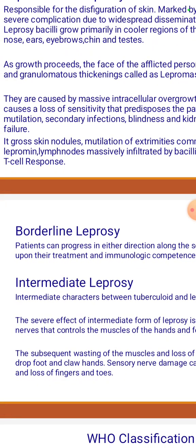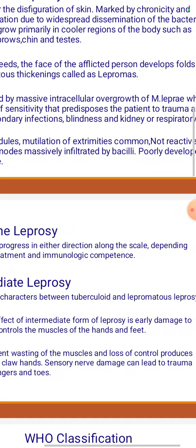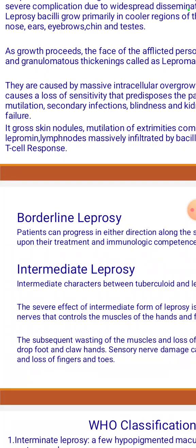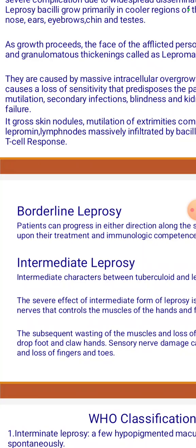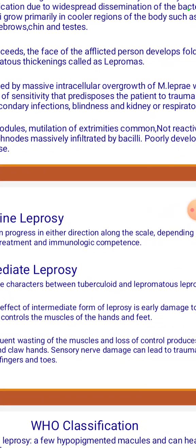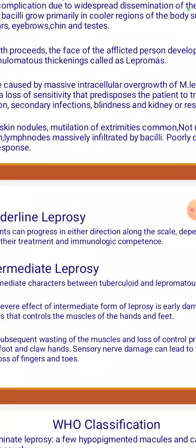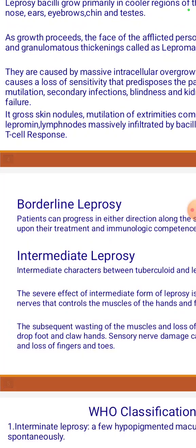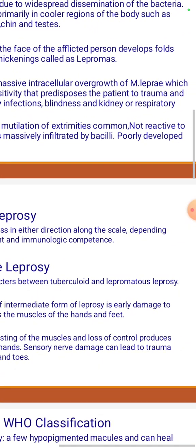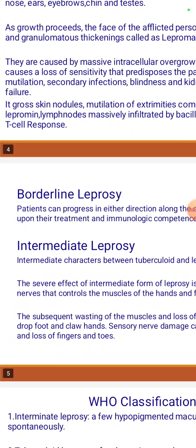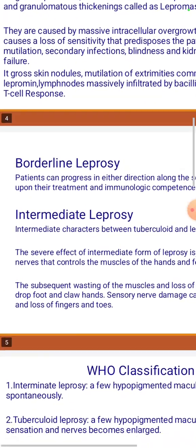The severe effect of the intermediate form of leprosy is early damage to nerves that control the muscles of the hands and feet. The subsequent wasting of the muscle and loss of control produces drop foot and claw hands. Sensory nerve damage can lead to trauma and loss of fingers and toes.